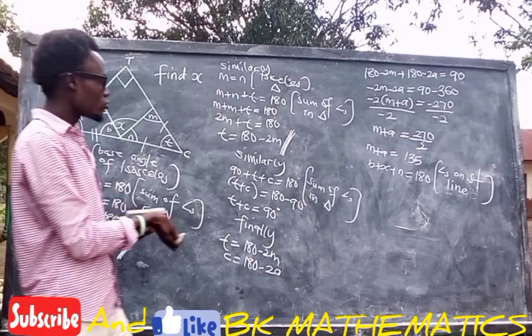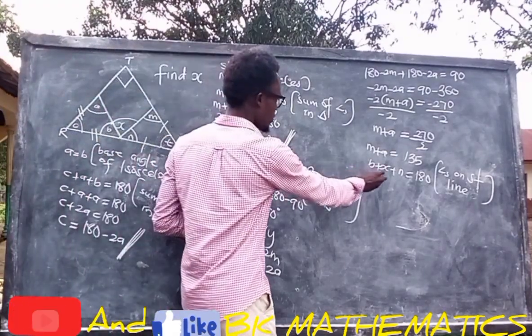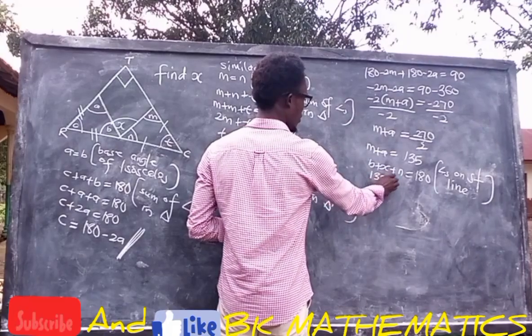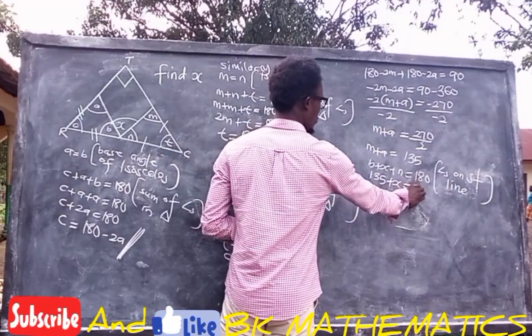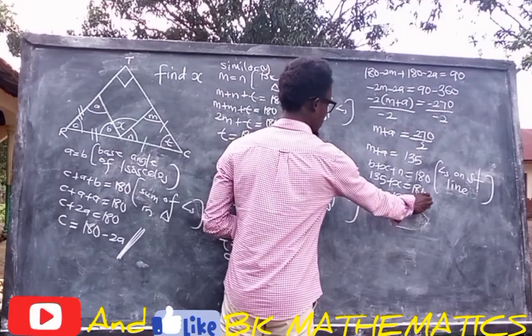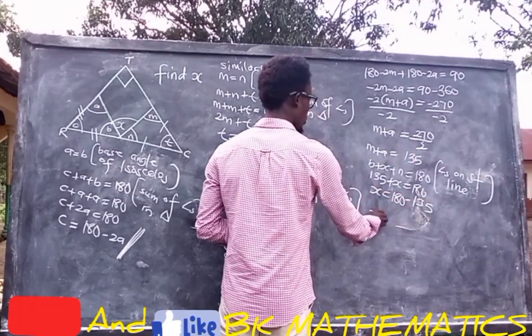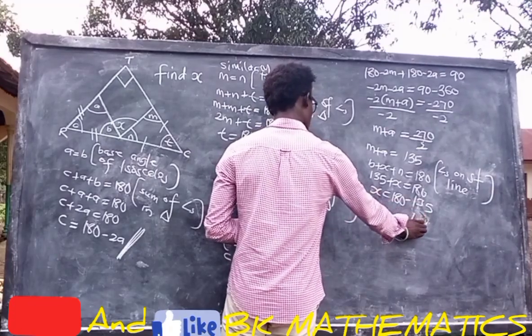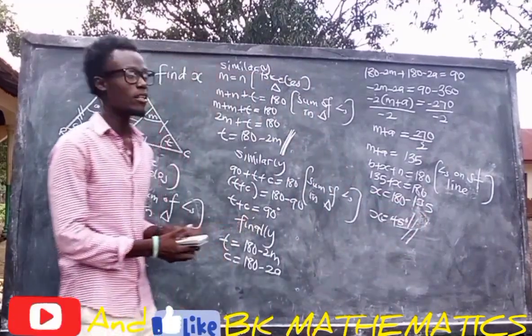Therefore, we substitute now. We are having b plus n as 135 plus x. Everything becomes 180 degrees. Then we say x now becomes 180 minus 135. Then the value of x automatically becomes 45 degrees. So this is the value of x that we have to find from this challenging geometry problem.